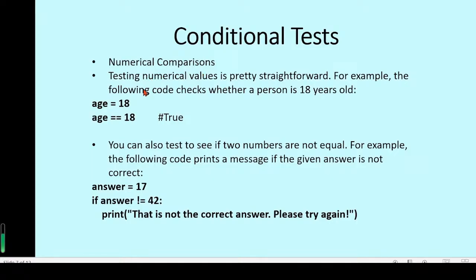And the numerical comparisons. So testing numerical values is pretty straightforward. For example, the following code checks whether a person is 18 years old. So if the person is 18 years old, then you test numerically if the age equals 18. You get a true result. You can also test to see if two numbers are not equal. So for example, the following code prints a message if the given answer is not correct. So answer is 17. So we test if answer is not equal to 42. Then we print a message. This is not the correct answer. Please try again.